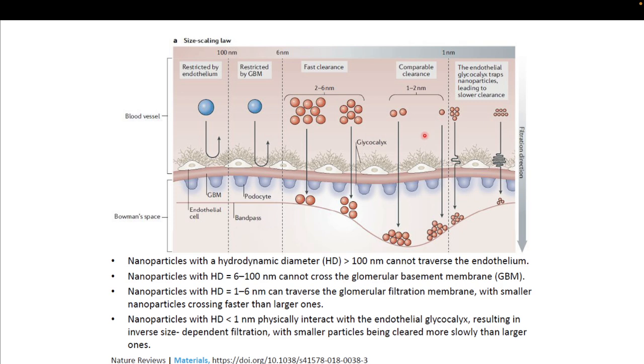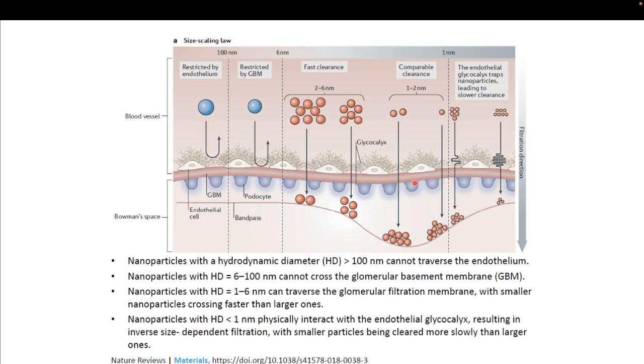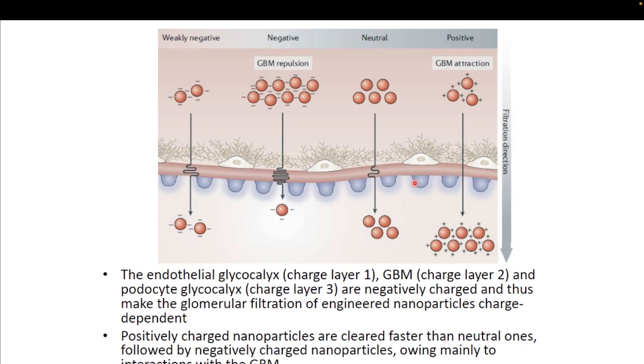If you have particles even lower than 1 nanometer in size, that would also not be cleared because there's a lot of glycocalyx lying on these cells. Your particles are so small that they will get trapped in this layer. In that case, the clearance rate will reduce. As the question suggests, a particle below 6 nanometers is definitely going to be cleared from the GBM. Now, not only size but the charge of these particles also plays a role in their clearance. So let's see what charge has to say.